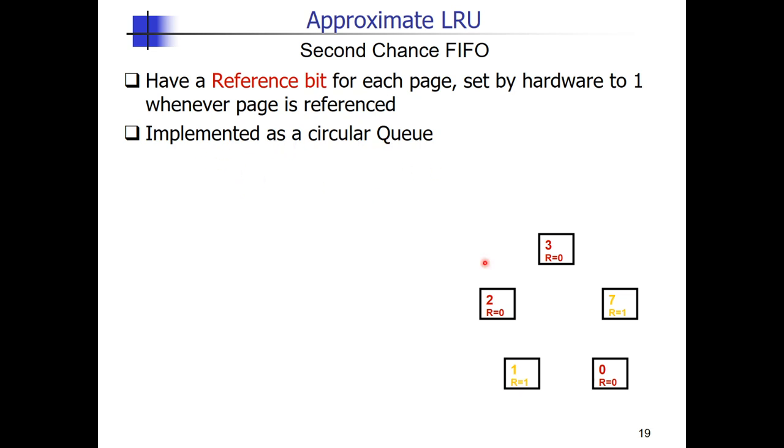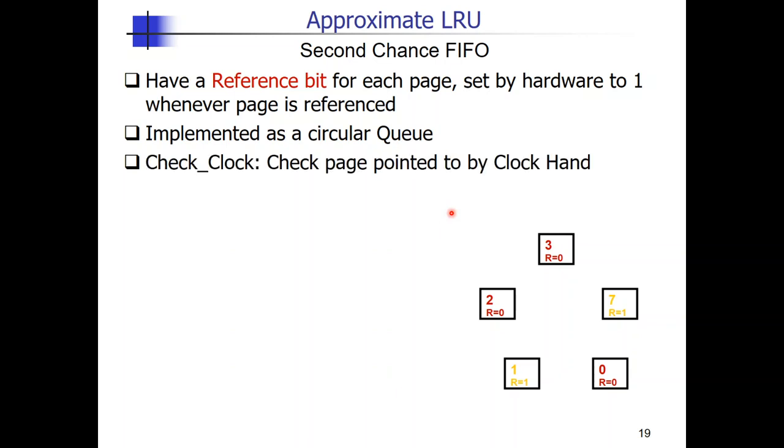So we implement this using a circular queue, and you can see that circular queue over here. Some reference bits are 0 in red, and in yellow you see 2 frames with pages 7 and 1 with reference bits 1 and 1. And we are going to implement this scheme as a circular queue. The algorithm will be maintained by a routine called check clock.